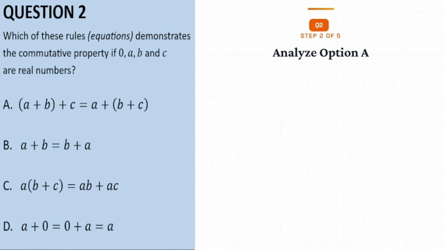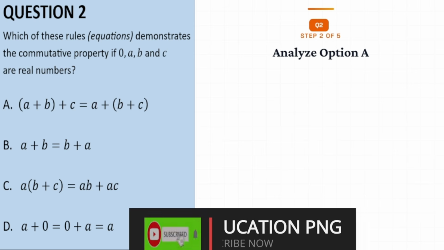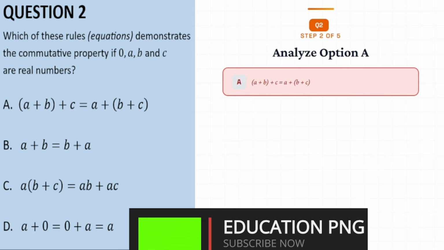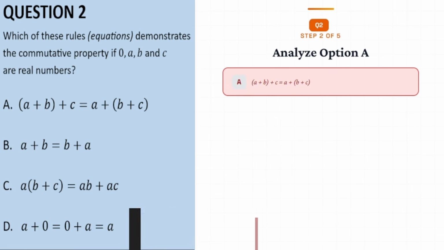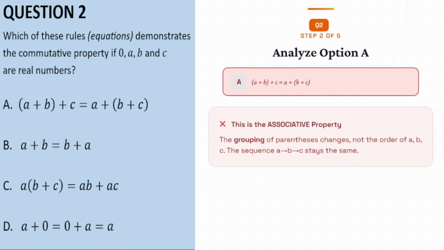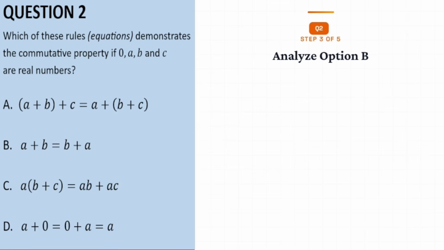Step 2. Analyzing option A, open bracket A plus B close bracket plus C equals A plus open bracket B plus C close bracket. This is the associative property. The grouping of parentheses changes, not the order of A, B, and C. The sequence stays the same. So A is incorrect.